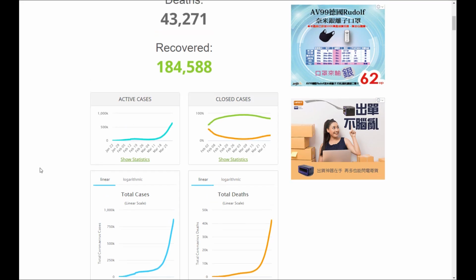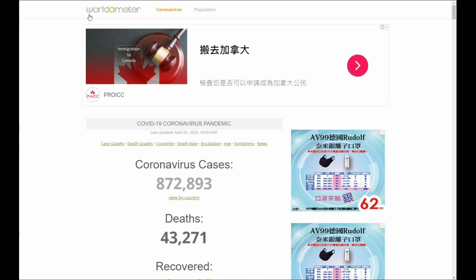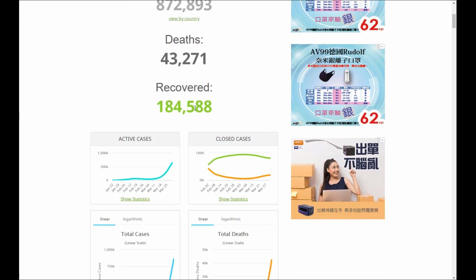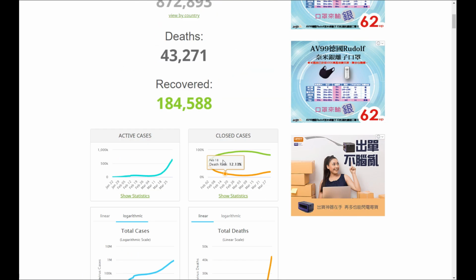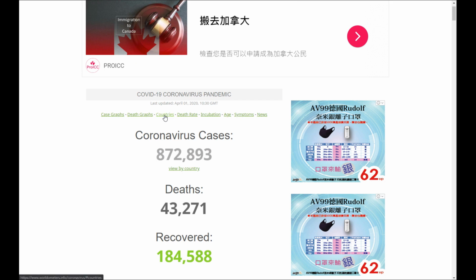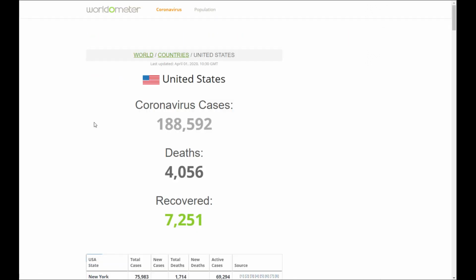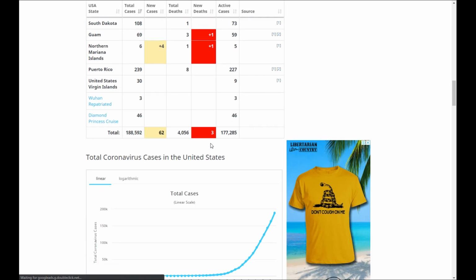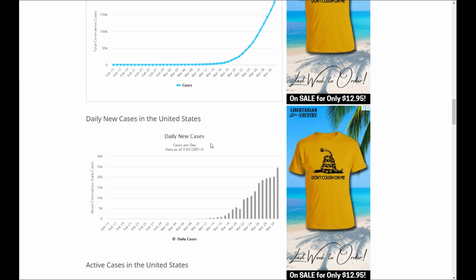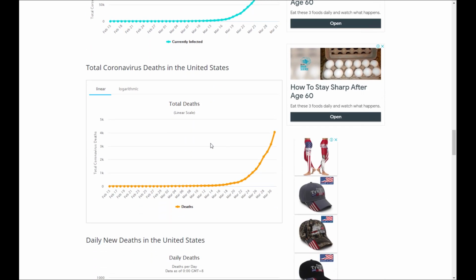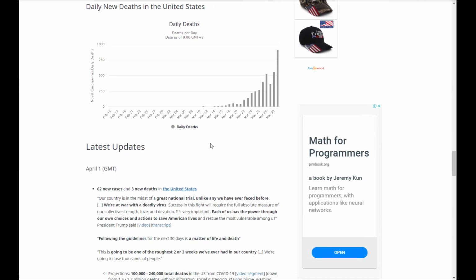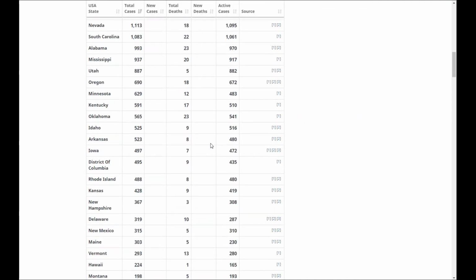When you look at all the numbers from the countries around the world, you can go to this website, Worldometer, and you get totally confused. You got active cases, closed cases, linear, logarithmic graphs. You could dive into the actual countries. For example, USA, you have a breakdown by state, then you got total cases, daily new cases, active cases, deaths, total deaths, daily new deaths. I mean, it just goes on and on and on.